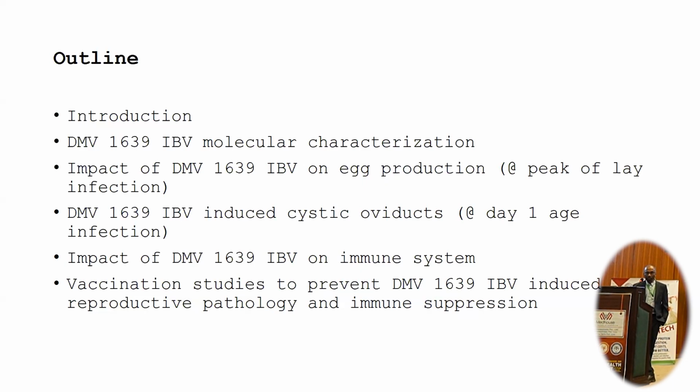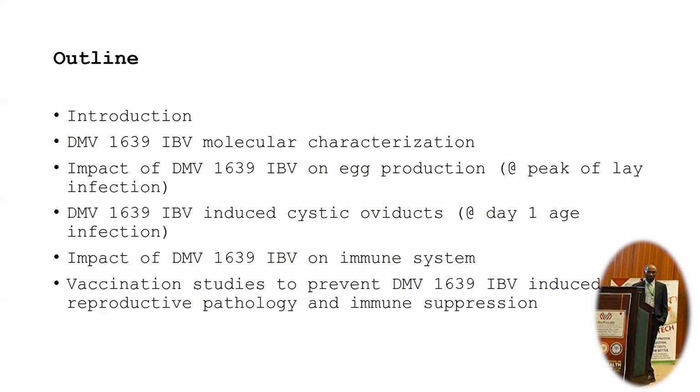When the virus infects the birds at the age of 26 to 30 weeks, at the peak of production, and also when the birds are infected as early as 1 to 14 days. And also I'm going to talk about the immune suppression caused by the IBV. This is not very new.